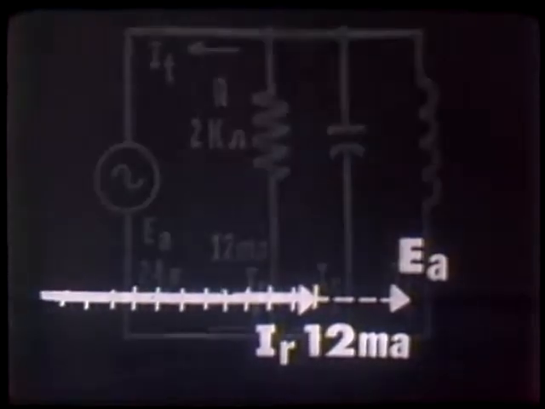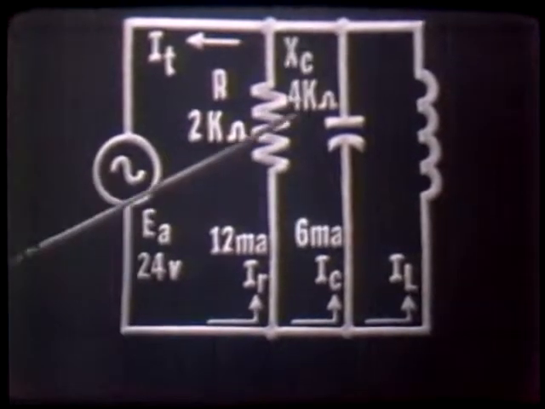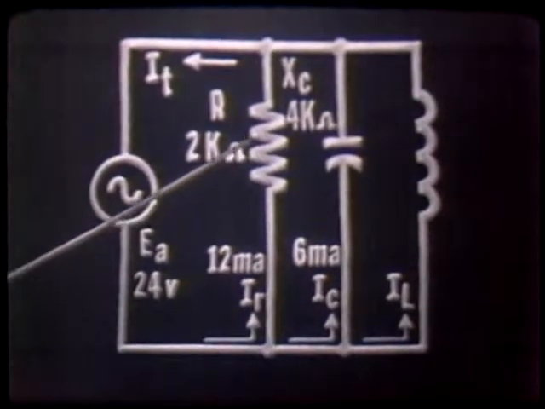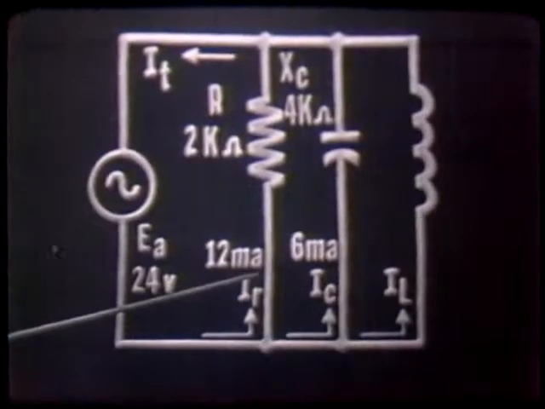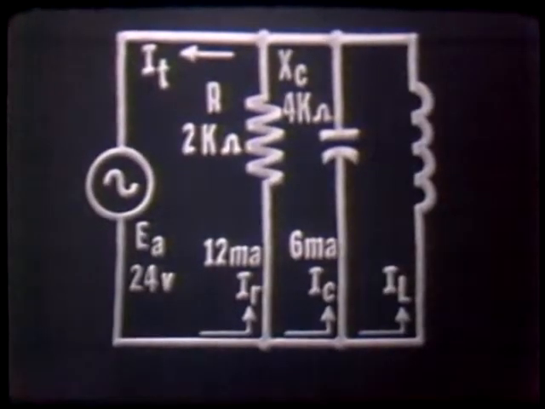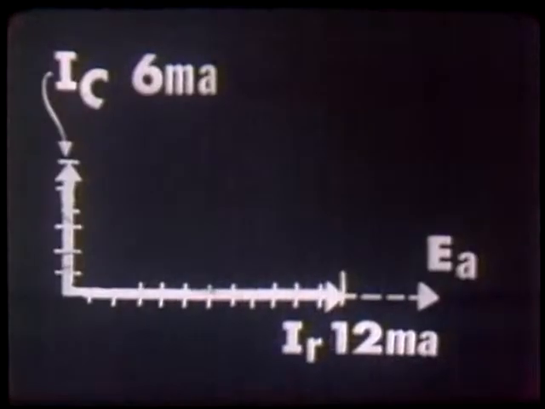Next would be IC, our capacitive current. If we assume a capacitive reactance of 4K ohms with 24 volts applied across our capacitor, then we will have a capacitive current of 6 milliamperes. And it would be vectorially plotted this way. IC would lead IR by 90 degrees and is equal to 6 milliamperes, or 6 units long.